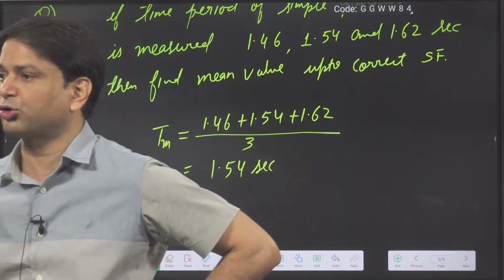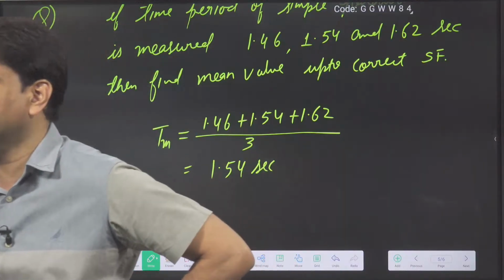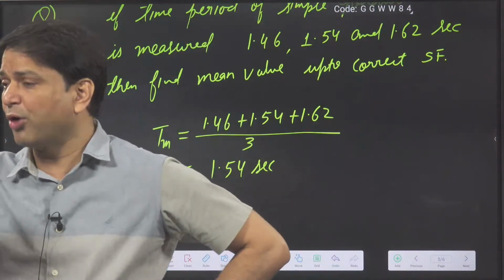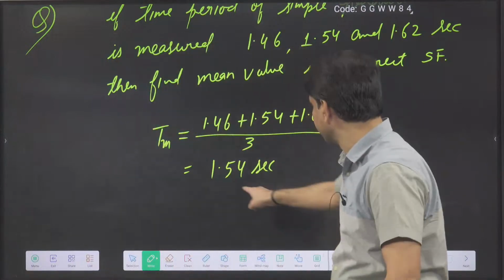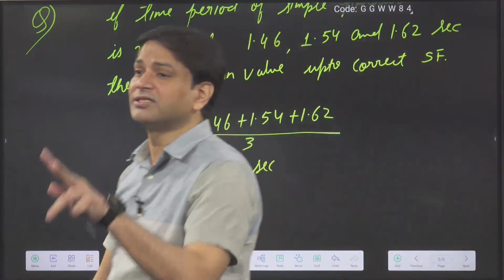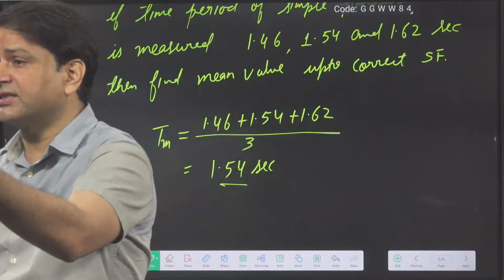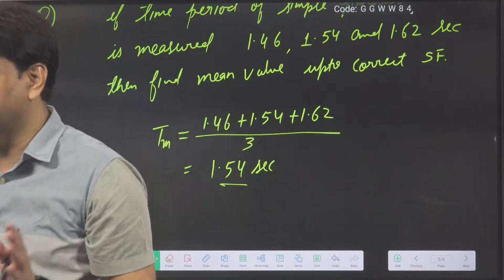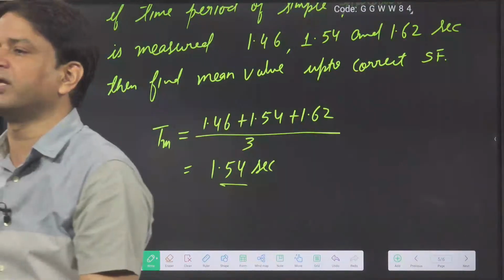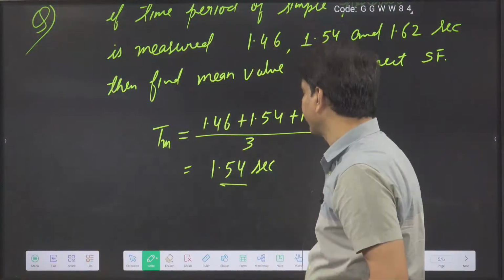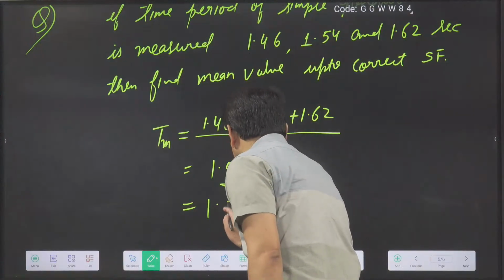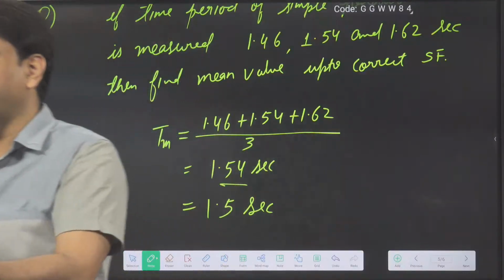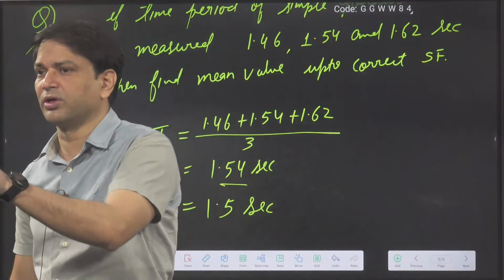Then how can we write up to 2 decimal places? Definitely the decimal second place is also uncertain. When I write the result 1.54, how many uncertain digits are here? 2 uncertain. Why? In the data the decimal first place is not certain, then how can the second be? So both decimal places are uncertain. Maximum uncertainty I can write is 1 only. So after rounding off, I will write the result as 1.5 second. Everybody got this or not? Because we can write one uncertain digit only.